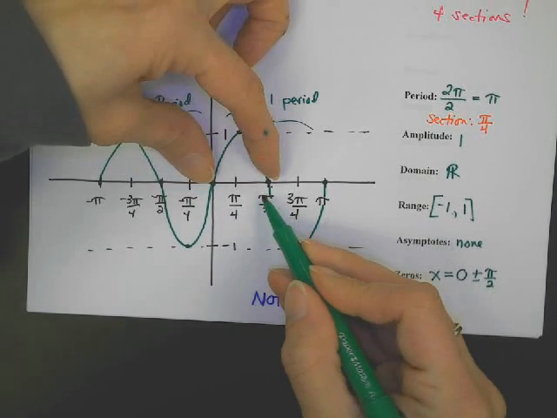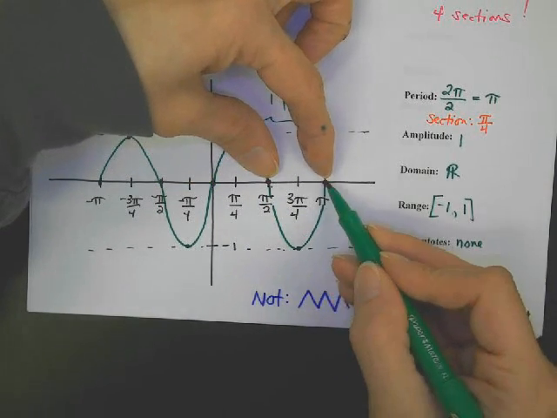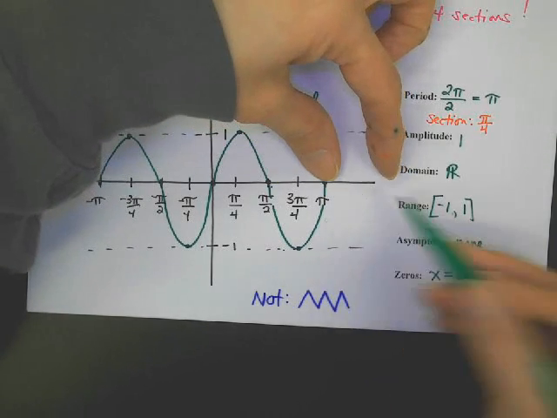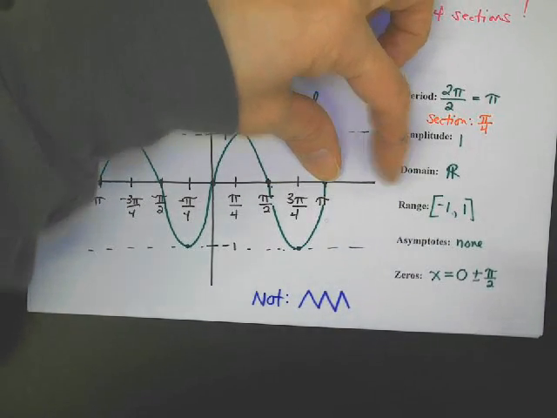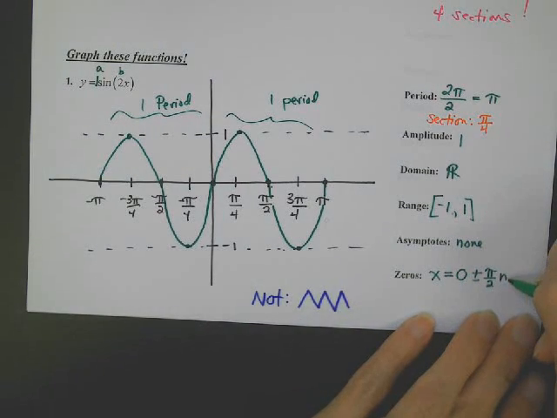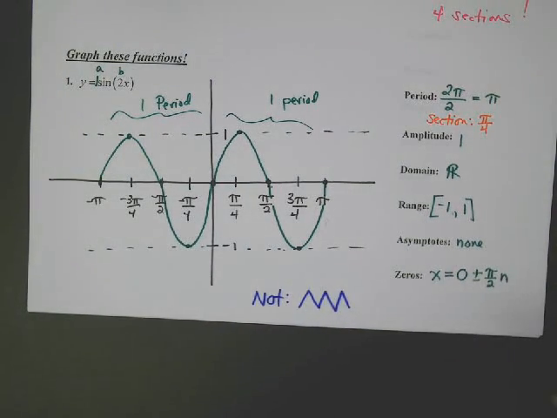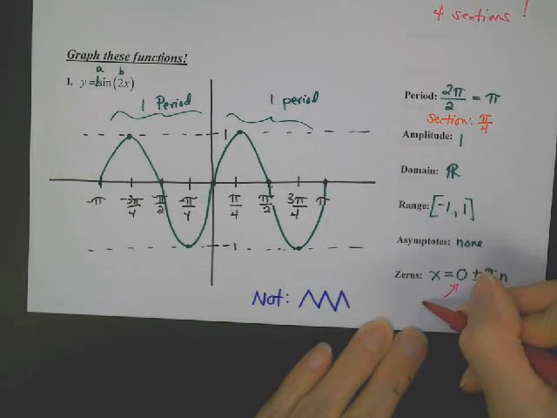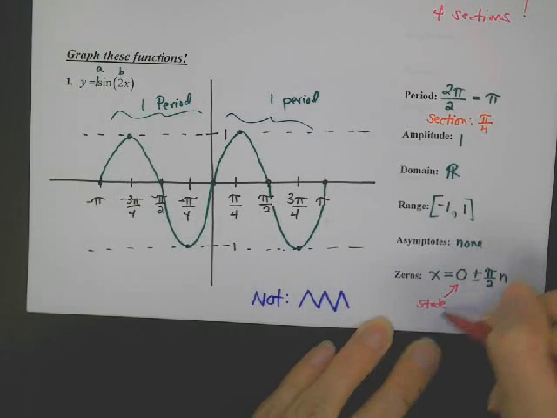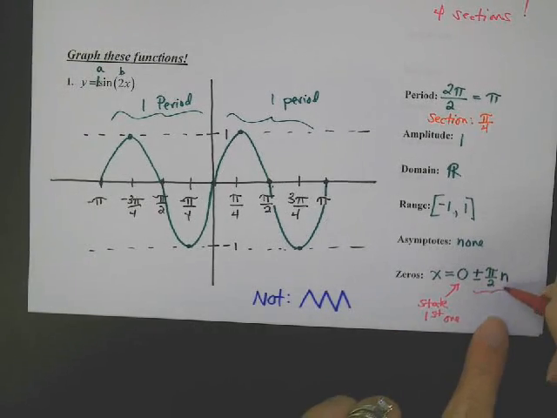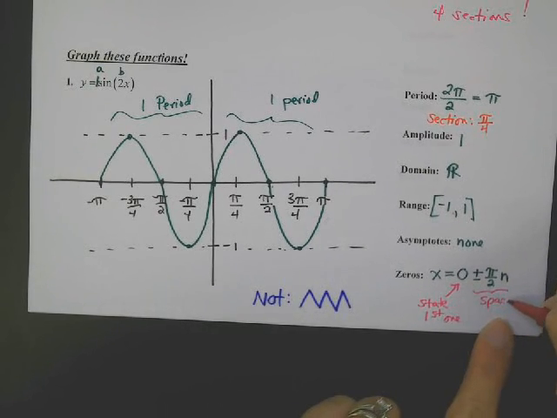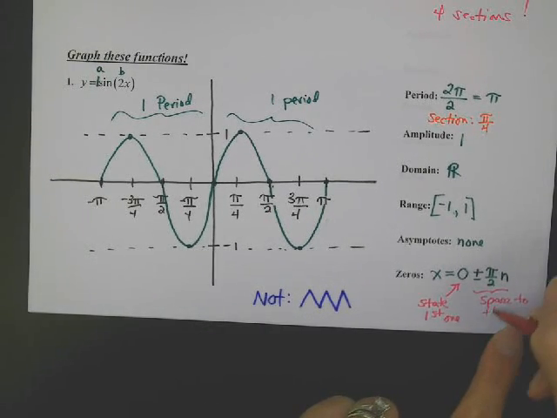But wait a minute, what if I go another pi over 2? There'd be a 0. What if I go another pi over 2? There'd be a 0. So what you do is you say n, and n stands for natural number. So go plus or minus pi over 2, 1 time, 2 times, 3 times, infinitely many times. So the rule here is, you always state the first one, and then this is the space to the next one.